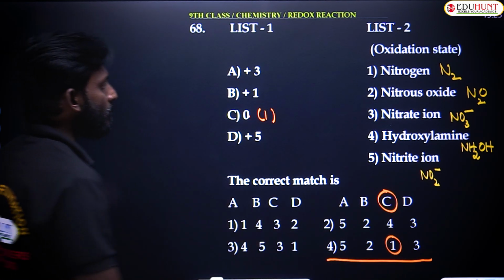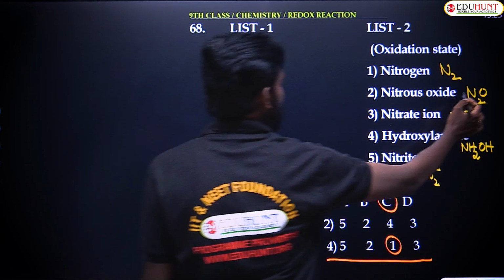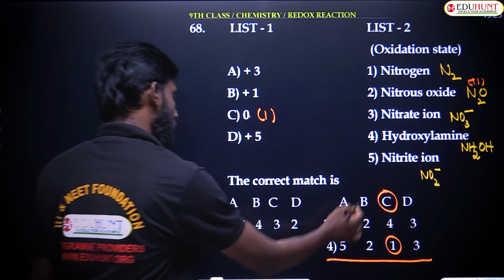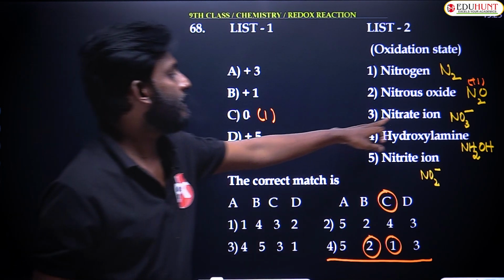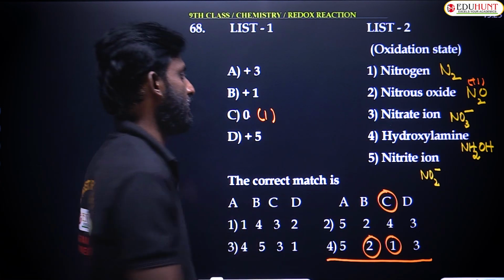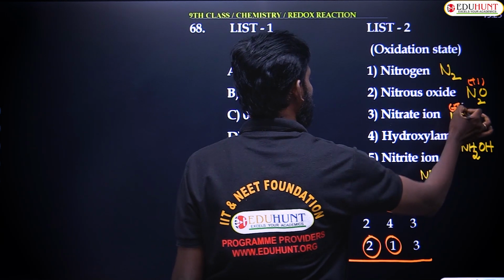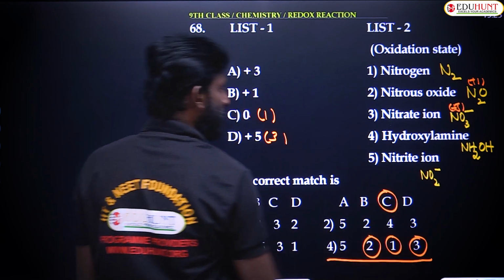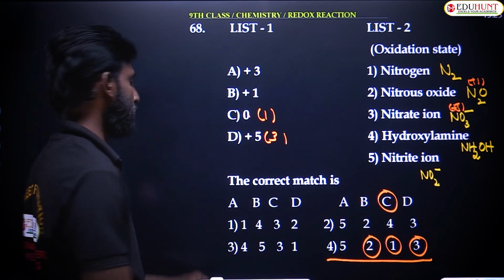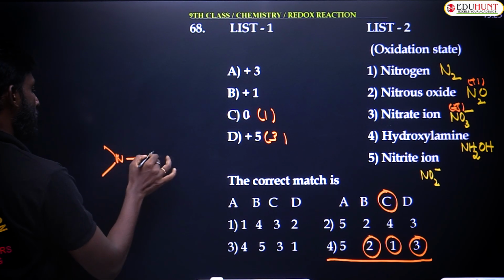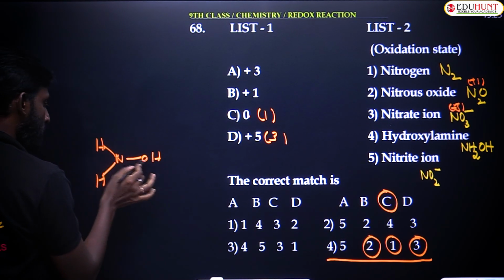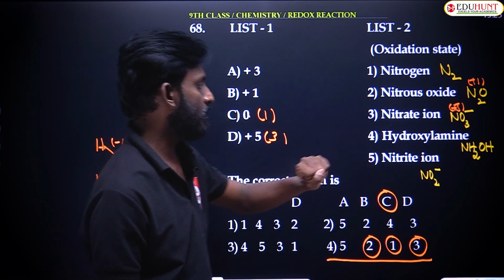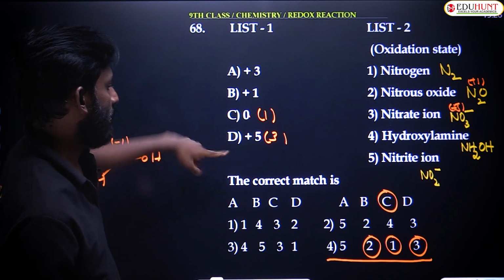First match all of them. See, in nitrous oxide, nitrogen will be in +1 state. That means for B it is 2. In nitrate anion, nitrogen will be in +5 state. So that means for D it is 3. In hydroxyl amine, as I explained previously, NH2OH: hydrogens +1 each, O is -2, so nitrogen is -1. There is no -1 option, no problem.